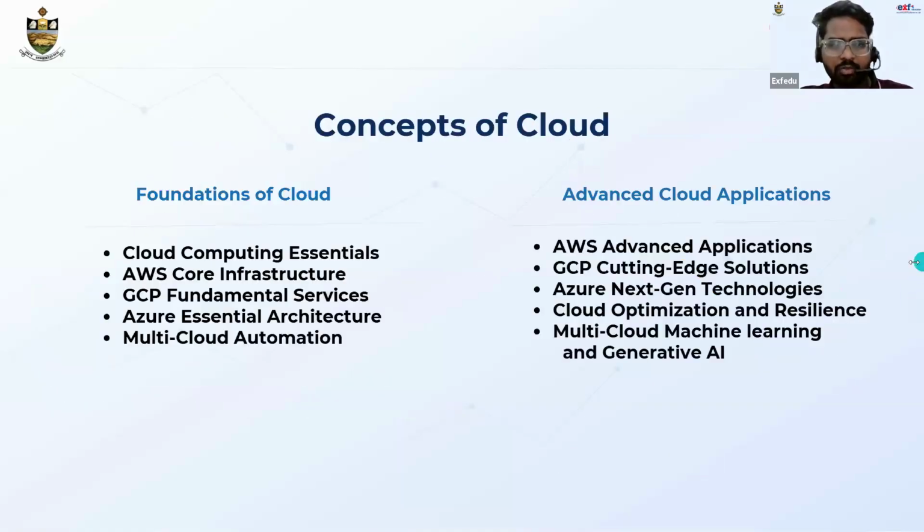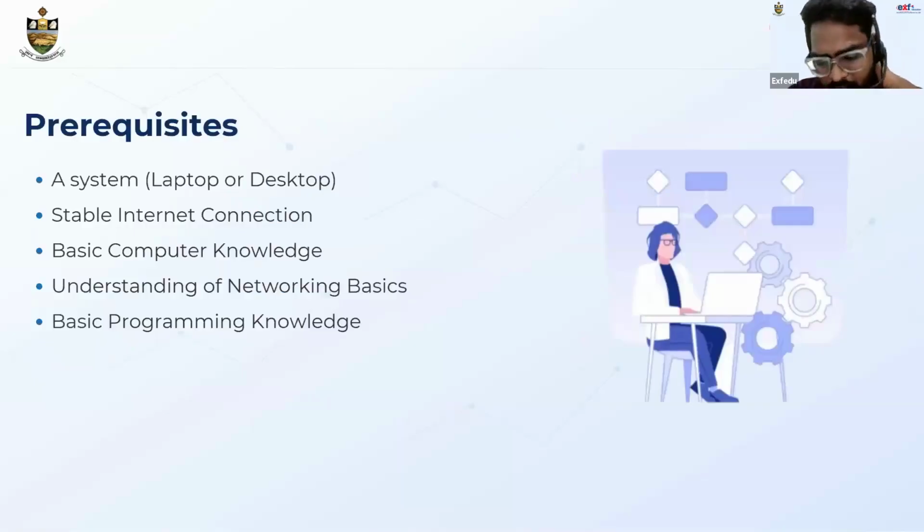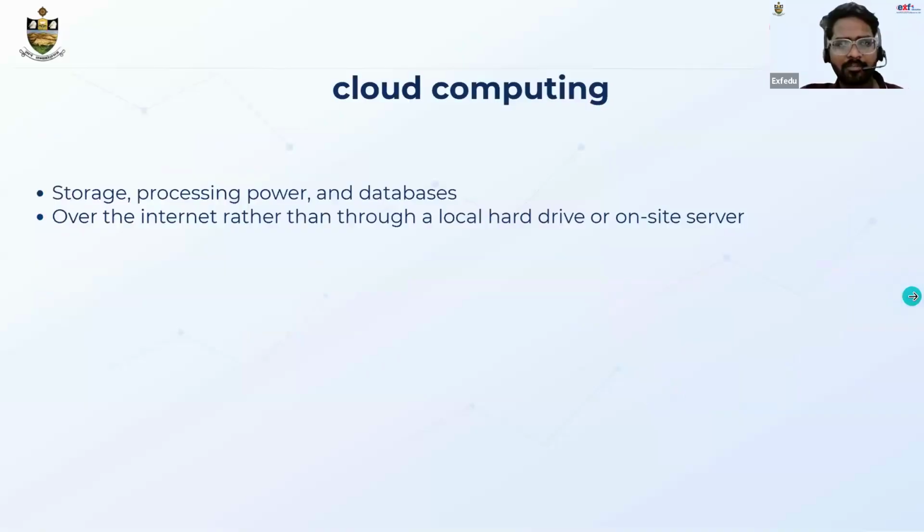You can get to know what a cloud includes and how the cloud is architected. This is how you go through the foundation concepts and advanced concepts in cloud applications. So what are the prerequisites for the cloud? A basic system with a good internet connection, and even better processing power would be great, plus stable internet and basic networking. These are the three basic constraints you need to go through to use the cloud itself.